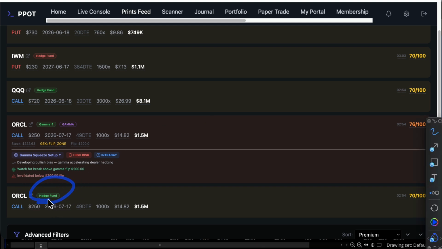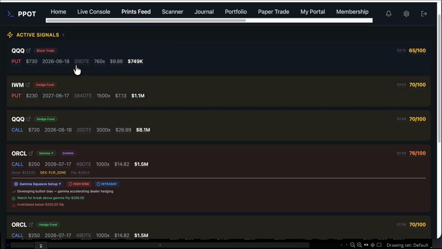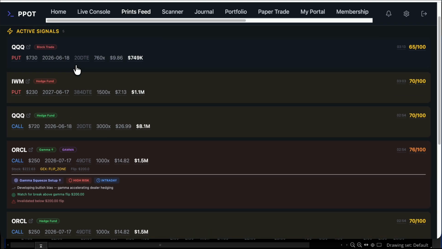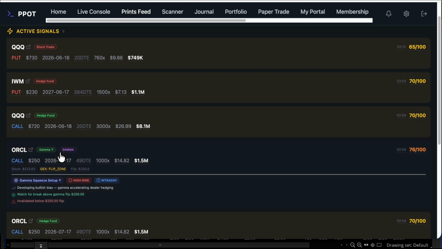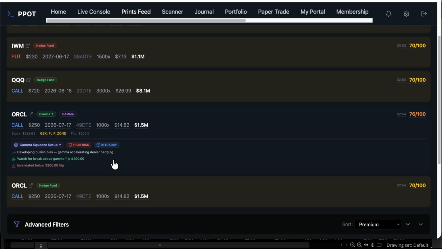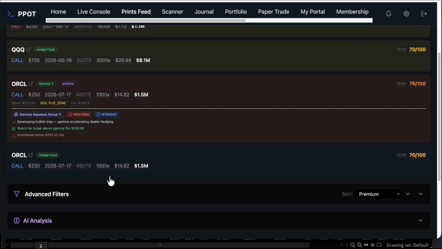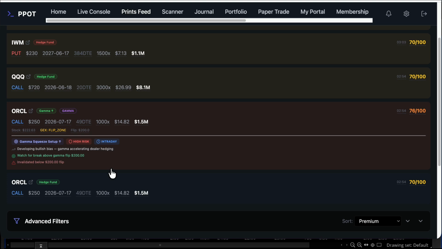It's a hedge fund order. It tells you exactly what's going on. This is the hedge fund's puke, getting out of a position, the IWM. These are big prints, right? And then you got your block trades right here. This is in a gamma squeeze. So it's literally telling you what's going on in the marketplace.